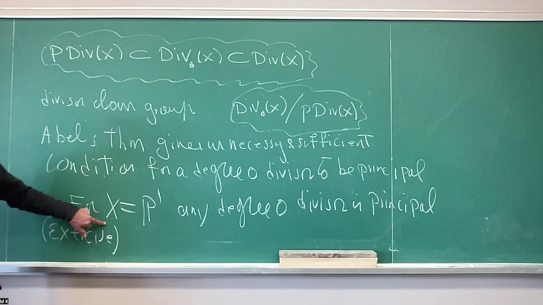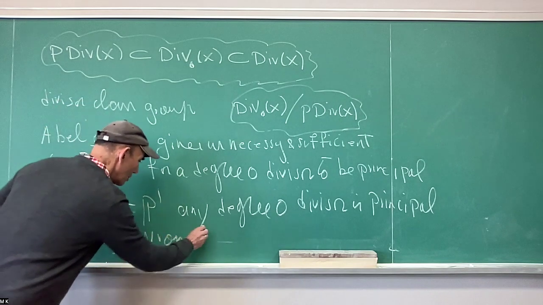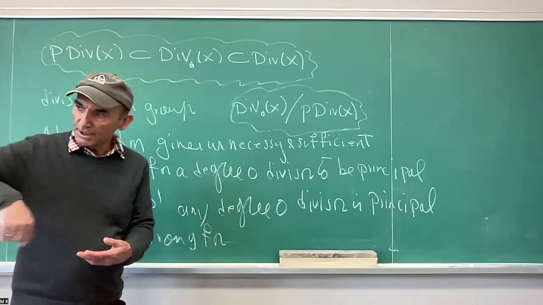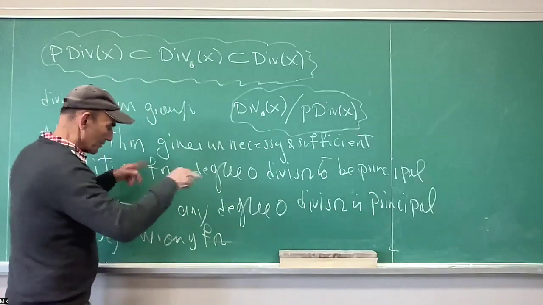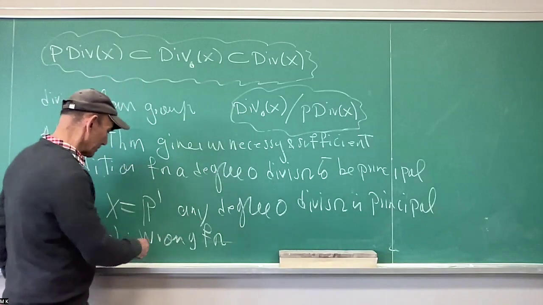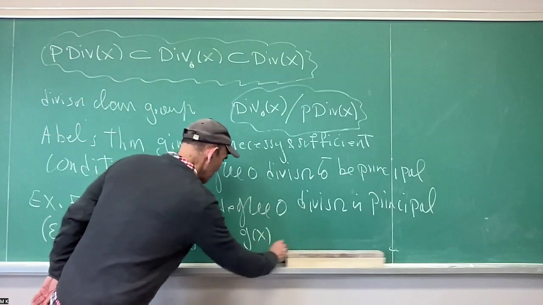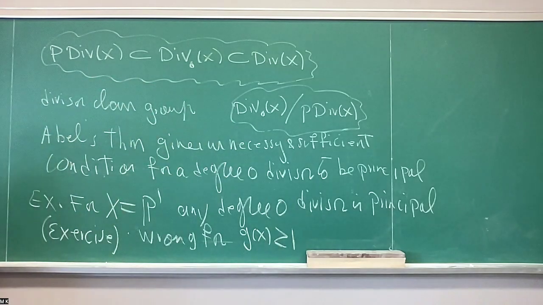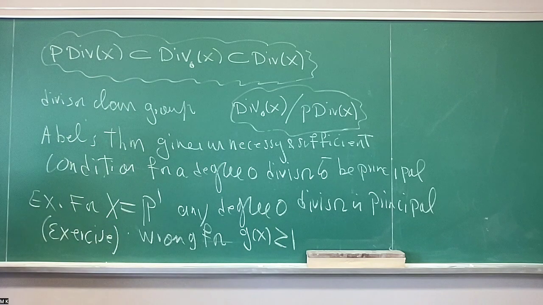But this already fails for the torus. It's not true that any degree zero divisor on an elliptic curve is principal. There's a condition in terms of the location of the lattice points. So it is wrong for genus of X bigger than or equal to 1. In all these cases, this is wrong. So this is a good exercise with the rational functions we work with.